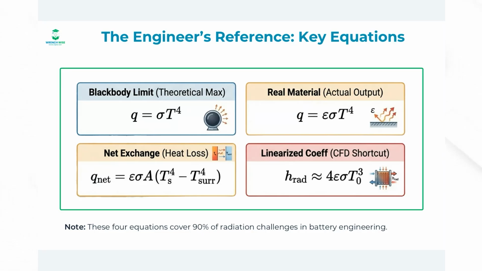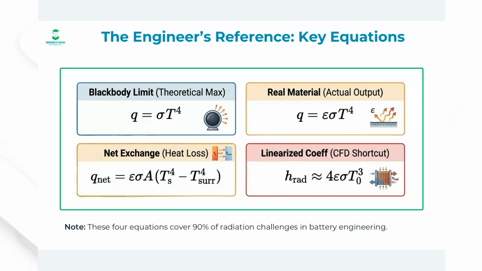The second equation, the real material: emissive power equals epsilon times sigma times T to the power 4. This converts this theoretical maximum into an actual output, because we learned about the myth of black paint. This epsilon value is what distinguishes essentially a shiny aluminum can from a wrapped battery cell. So you want to include your emissivity right here.